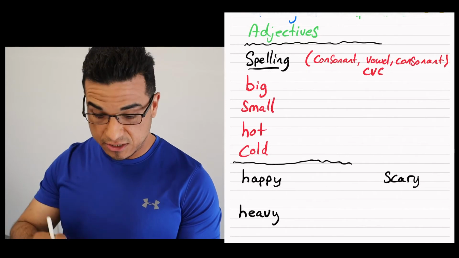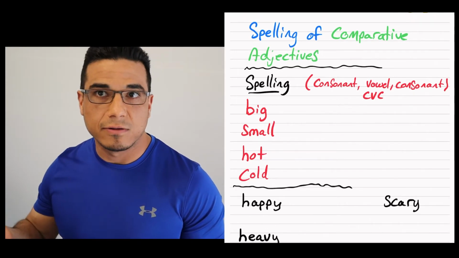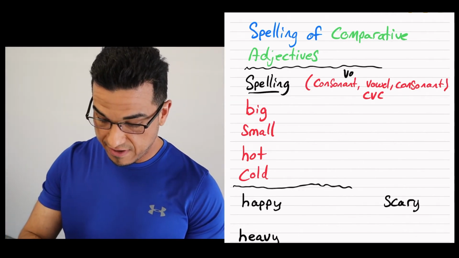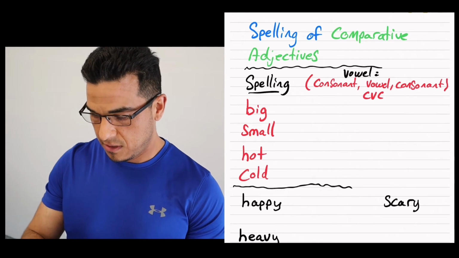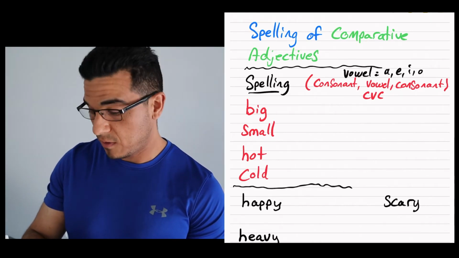Ooh, and actually I should probably address the fact that we may not remember what a vowel is. Well, a vowel, which I'm going to write in my neatest handwriting, a vowel is simply A, E, I, O, and U.